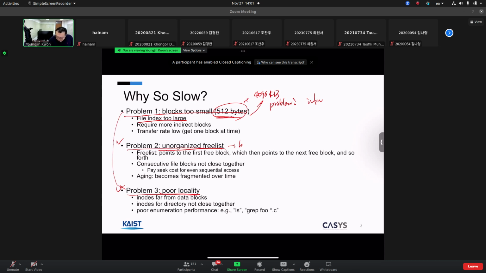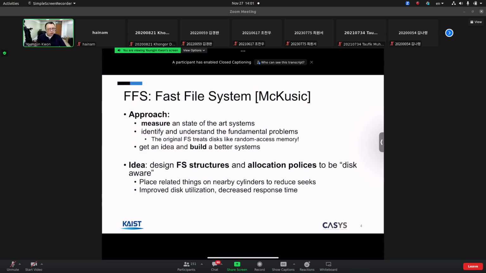Before going to that, I want to introduce something important in systems research. To address this problem, a new file system was invented called the Fast File System, FFS. FFS is the modern prototype of a file system. Linux, Windows, and all modern file systems follow the principles provided by FFS. It was a very early, seminal work defining what an efficient file system is. But what I want to point out is the approach.